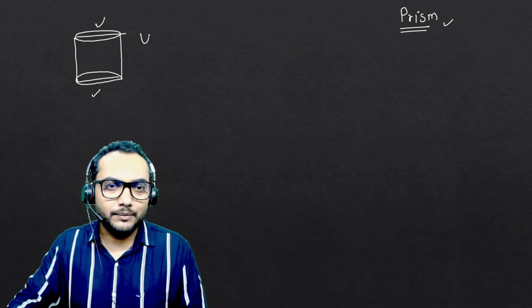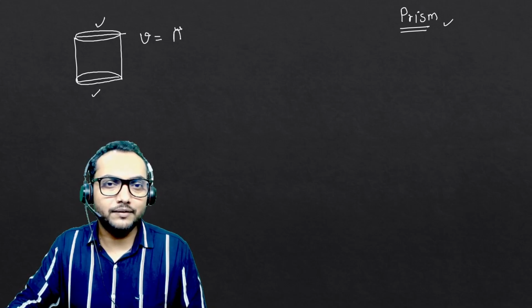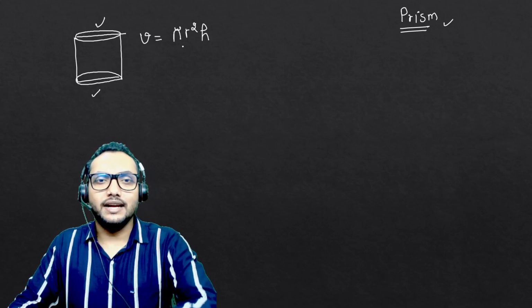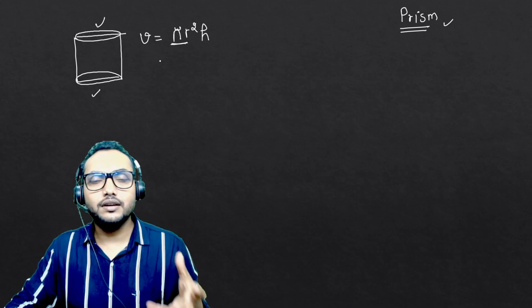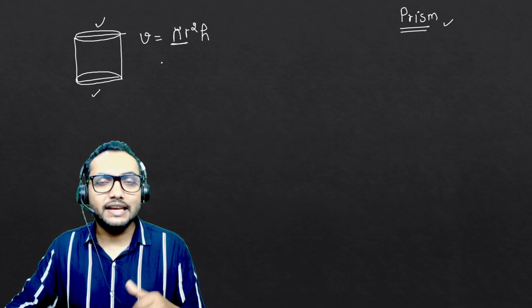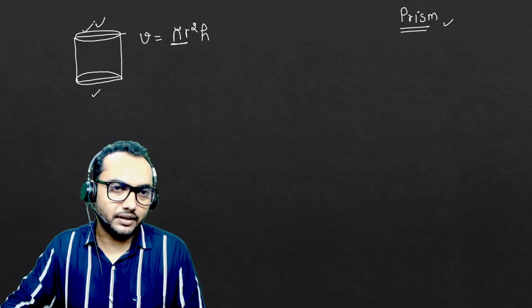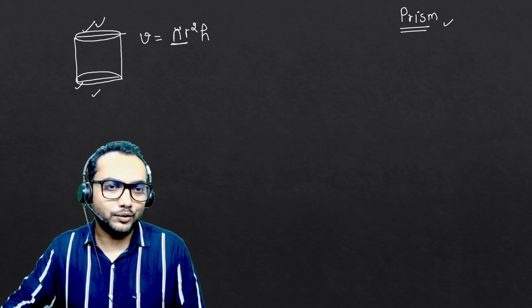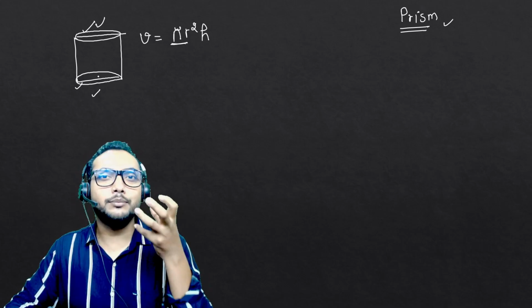Let us suppose I'm talking about the volume of the cylinder. You know very well that it is pi r square, right? Now my question is, what is pi r square? You will say, sir, this is the area of the circle. Again my question is, where is the circle? Now you will say, sir, here this is the circle and this is also the circle, that means at the top of the figure and at the bottom of the figure.